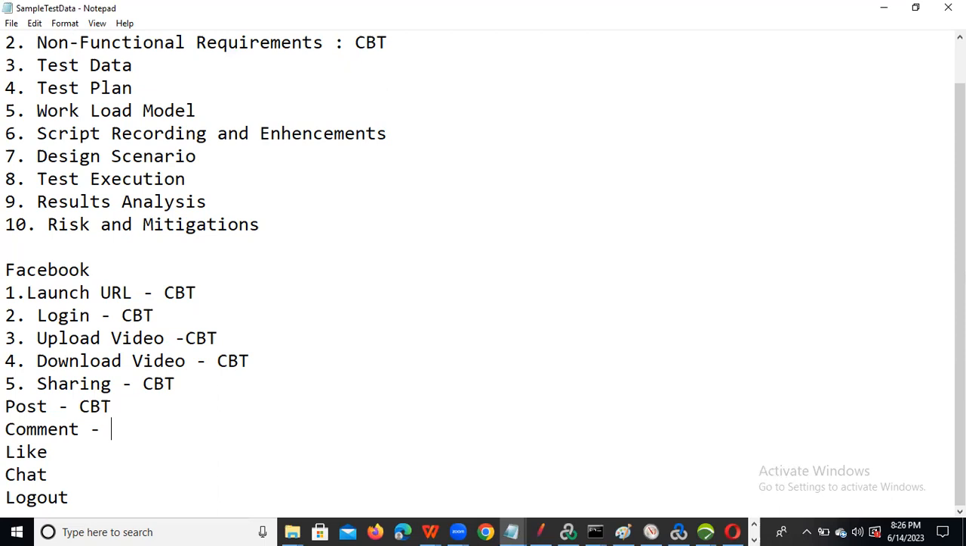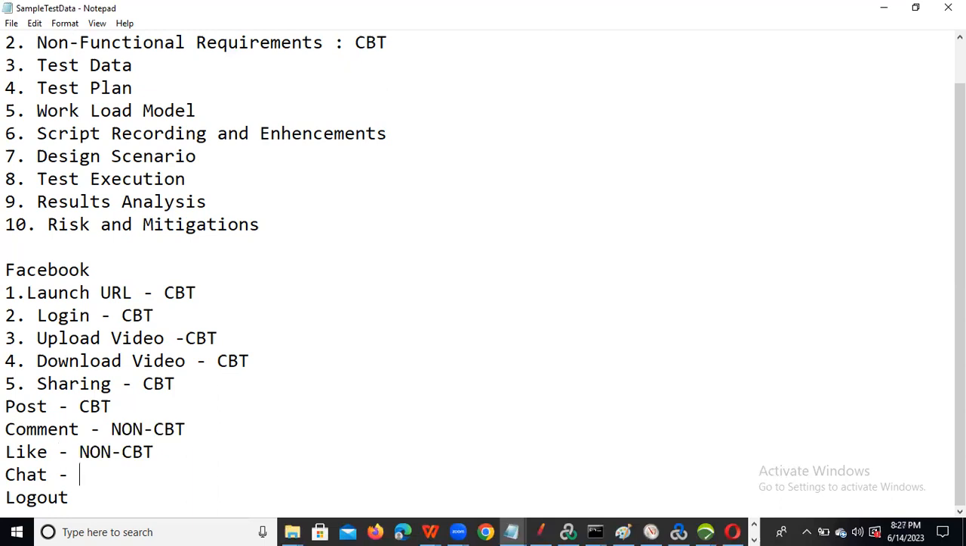So, is this a critical business transaction or not? Comment? No, sir, no, right? Because everyone will not do it. For example, from one post, everyone will comment, no, right? Only a very small number of people will comment, and it happens within less than one second. So that is non-CBT. Non-CBT means this is not a CBT.